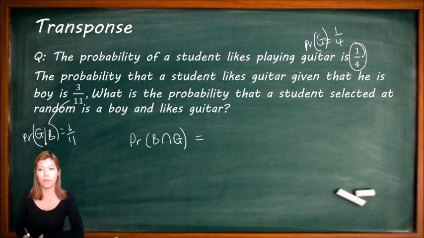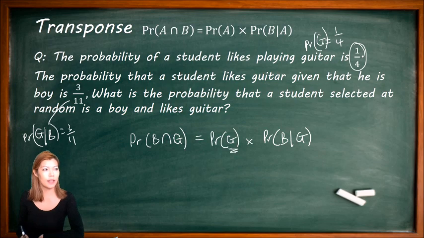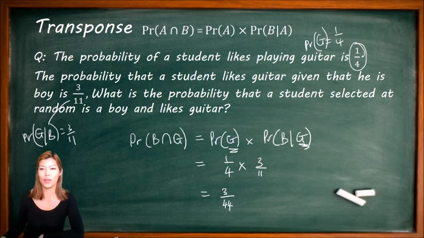Now we knew the intersect from before, that it is equal to that formula over there. So it's equal to probability of guitar times probability of boys given guitar. Remember, that always has to match. So now we have a quarter times 3/11. So we have 3 over 4 times 11, which is 3/44. So that's another way to use that formula.